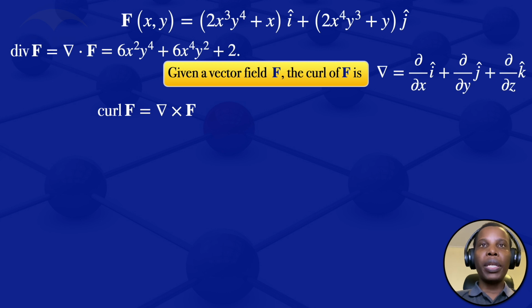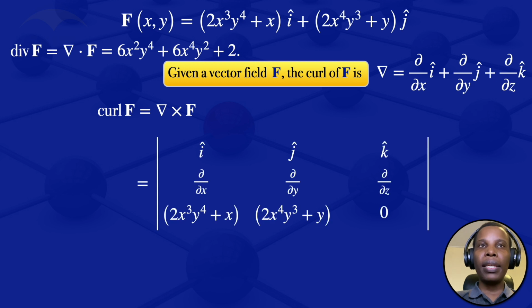So I go on and evaluate that cross product. It would be the determinant of i, j, k, partial derivative with respect to x, partial derivative with respect to y, partial derivative with respect to z. Then the components of the F, it has the i, then the j. It does not have a z component, that's why I put a 0 here.